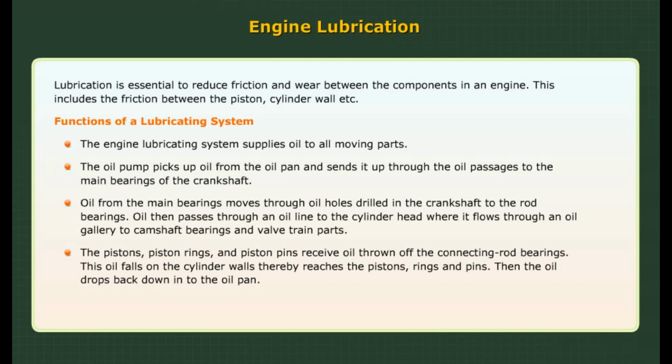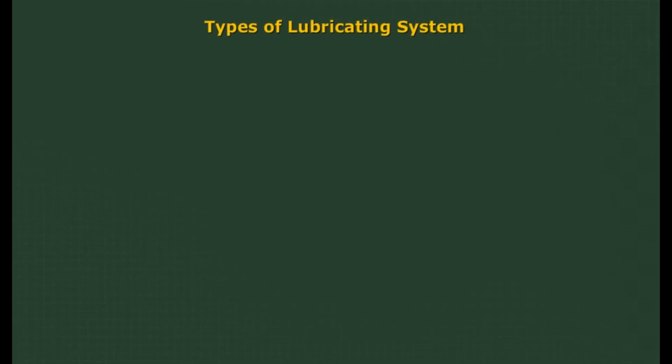The pistons, piston rings, and piston pins receive oil thrown off the connecting rod bearings. This oil falls on the cylinder walls, thereby reaching the pistons, rings, and pins. Then the oil drops back down to the oil pan.